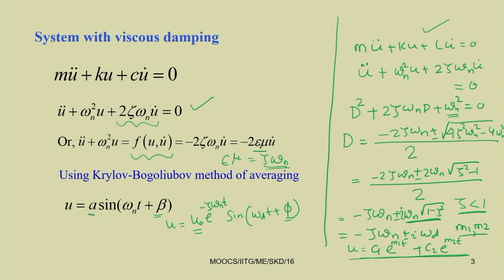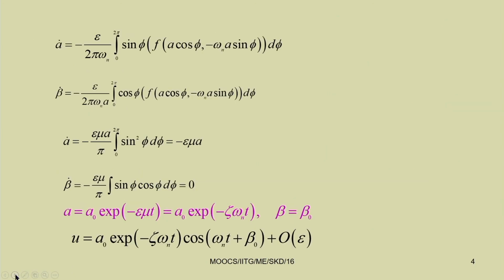Already we have derived this in the Krylov-Bogoliubov method, and A dot equals minus epsilon by 2 pi omega n times the integration from 0 to 2 pi. For A dot we have to multiply by sin phi, and for beta dot we have to multiply by cos phi with f, where u will be replaced by A cos phi and u dot will be replaced by minus omega n A sin phi. By performing this integration, we can find A dot and beta dot. This is the standard procedure for using the Krylov-Bogoliubov method.